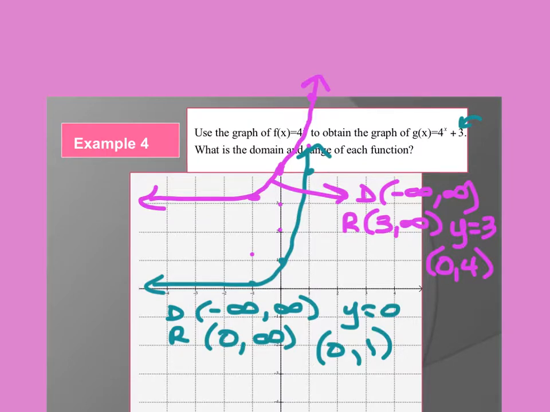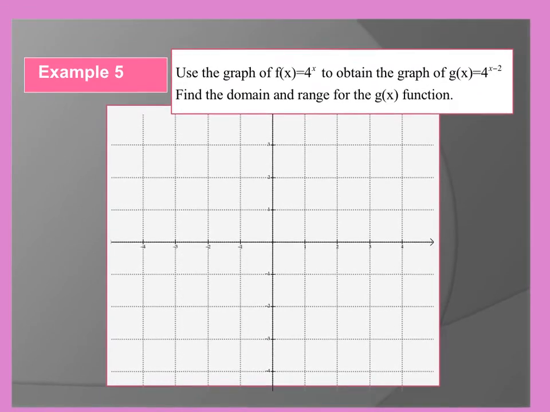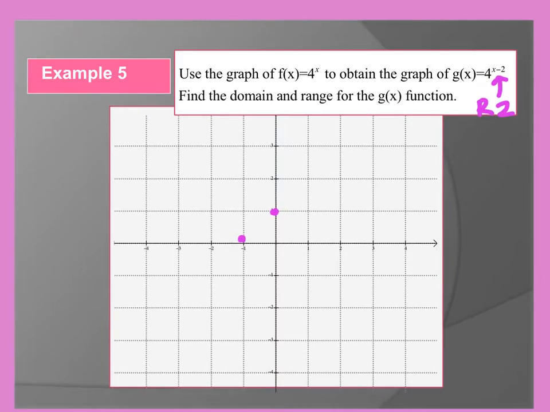Questions on that one? All right, so what's my shift look like this time? I'm going from f of x equals 4 to the x to g of x equals 4 to the x minus 2. What's the minus 2 in the exponent do? Good. What direction? Right or left? Right. Right, 2 places. So I'm going to plot the same parent function. And then I'm going to shift everything to the right 2 places. 1, 2, 1, 2, 1, 2.